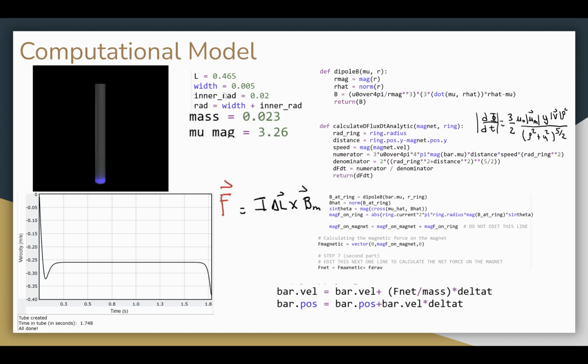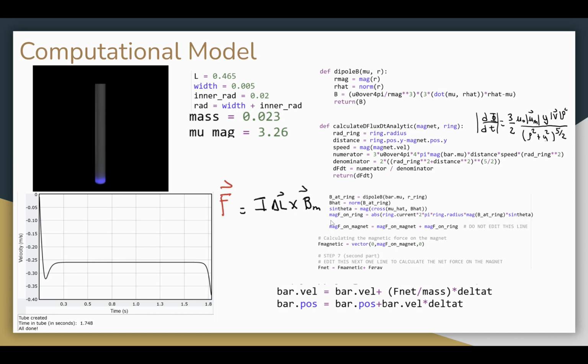So here's our computational model. These are the initial conditions with the length and the mass. And then this is the function for the dipole moment of the bar magnet. And then this is the equation I got from the topical videos for the change in flux over time. I made that into this function here.